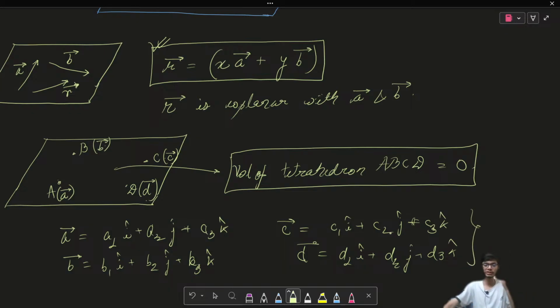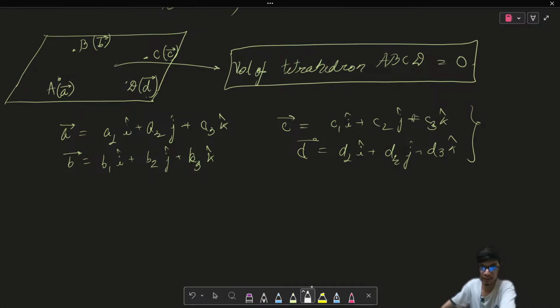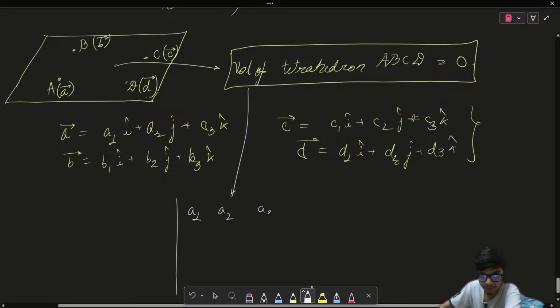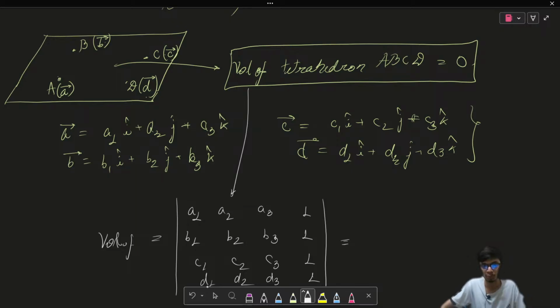So if I have the following position vectors with these components, then I can write the volume of the tetrahedron as the determinant with rows a1, a2, a3, 1; b1, b2, b3, 1; c1, c2, c3, 1; and d1, d2, d3, 1. This determinant denotes the volume of the tetrahedron whose vertices are given by the components of the position vectors. These components are nothing but the 3D coordinates, right? So this is my volume of the tetrahedron, right?